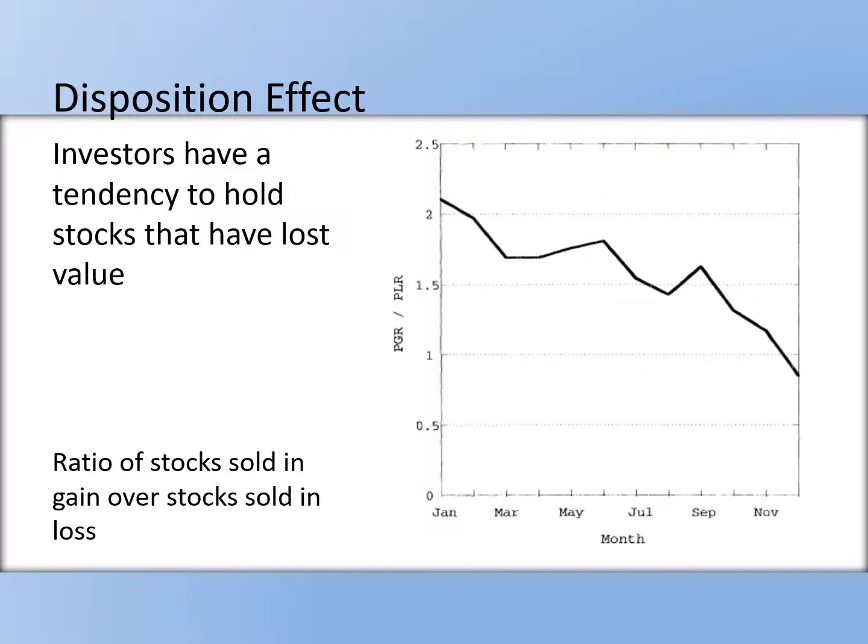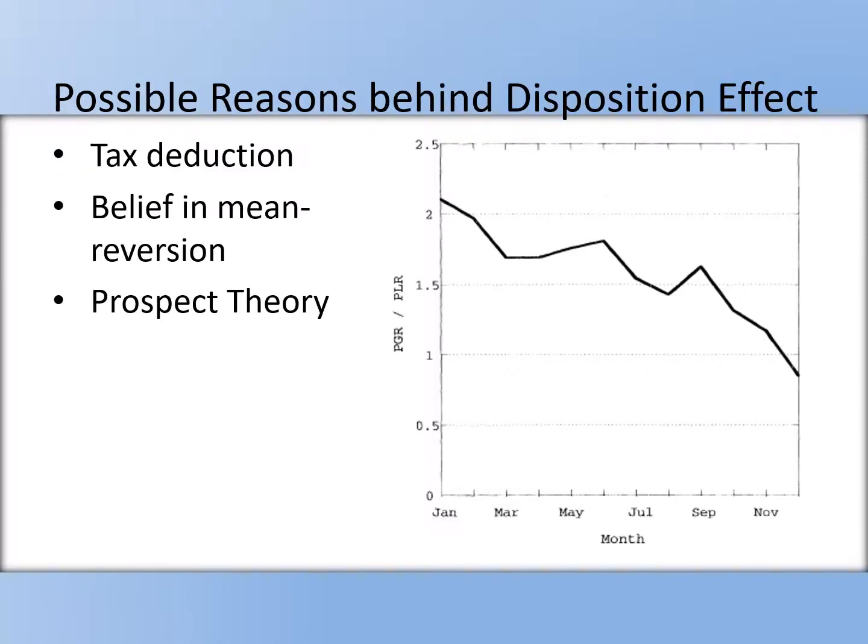Just talk with someone who invests in stock. Now you probably don't want to talk with professional investors. You want to talk with people who are investing as non-professionals, right? And I think this behavior is very common. So what is happening? So, possible reasons behind the disposition effect. Actually, I want to talk about tax deduction first, because this is completely rational. There's nothing irrational about this particular part.